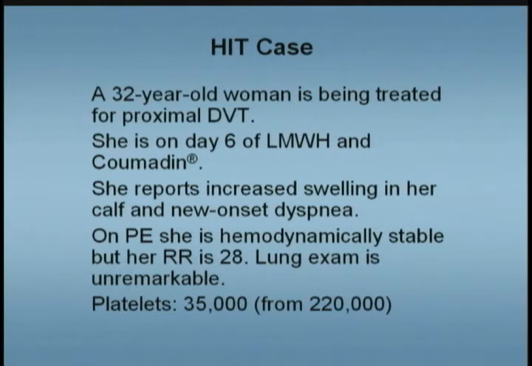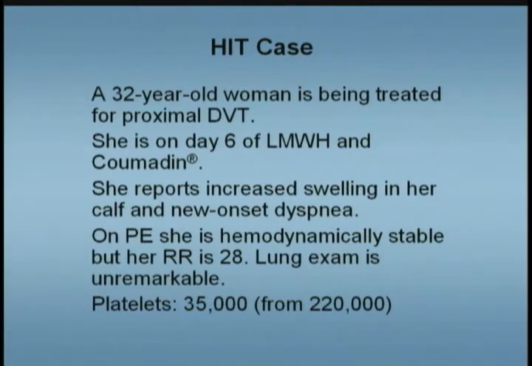A 32-year-old woman is being treated for proximal DVT. She's on day 6 of low molecular weight heparin and Coumadin. She reports increasing swelling in her calf and new onset dyspnea. So this is the thing that should set you off. Worsening of the swelling and new onset dyspnea. You're saying, how did that happen? Why would this patient get new onset swelling, worsening of dyspnea? Sounds like worsening of her DVT and a pulmonary embolus, and it is.